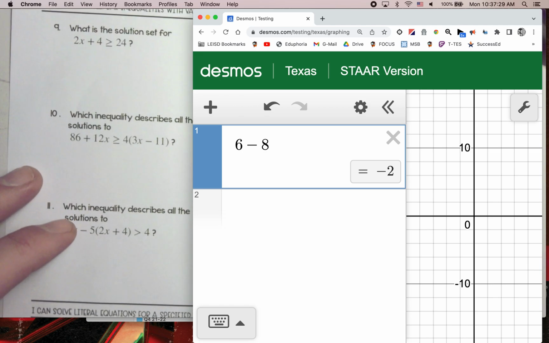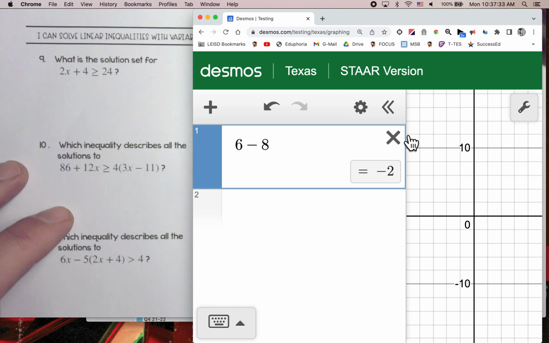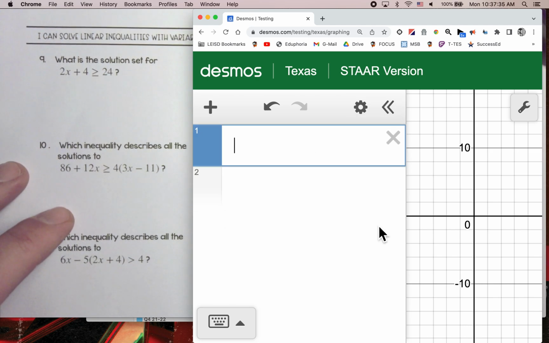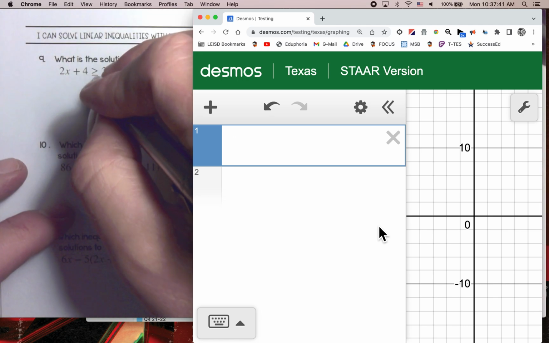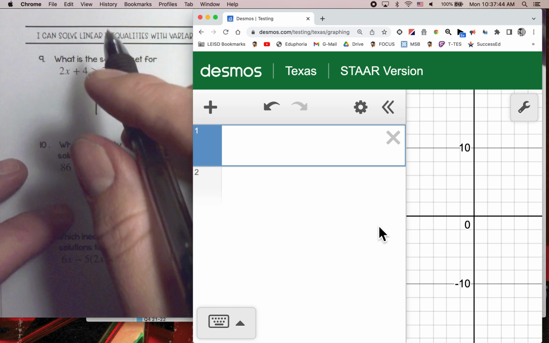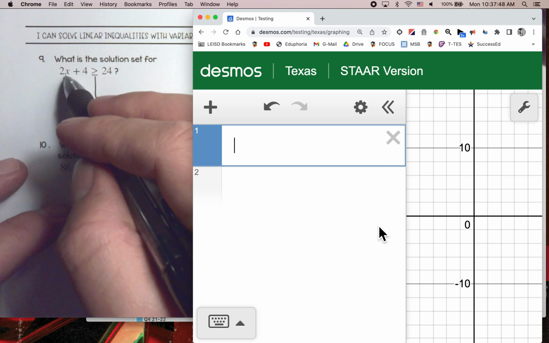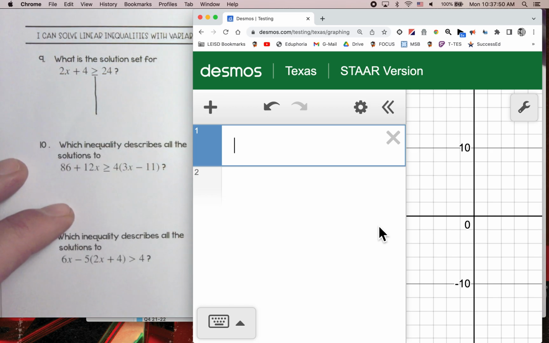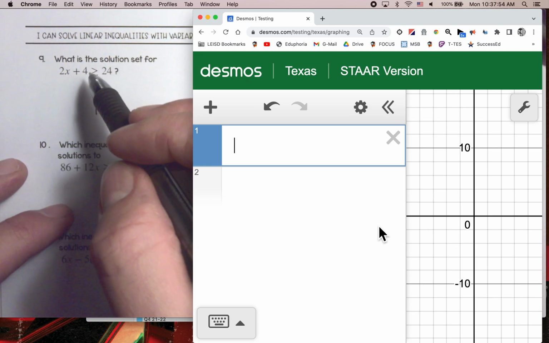Number 9. It says, what is the solution set for 2x plus 4 is greater than or equal to 24? All right, once again, we're going to solve this just like we solve equations, okay? So I'm going to draw a line down the center, and that's like a wall. Look for parentheses, no parentheses. I'll look for like terms. Well, that's an x. That one doesn't, no like terms. All right, I look and see if I need to move variables to both sides. Well, I got a variable on the left, but not on the right. Okay. Now I'm going to see about moving constants.